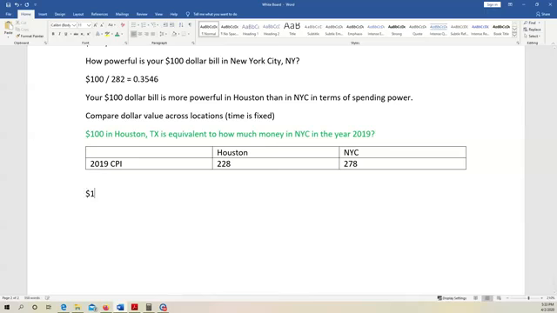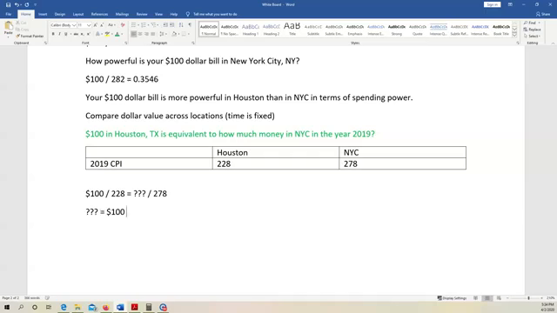So how to do that? 100 US dollars in Houston divided by the CPI in Houston, 228, right? Equals how much money? I don't know. I put 3 question marks as a placeholder, divided by the CPI in New York City, 278, right? So next, we have to figure out those 3 question marks. This is the typical one equation, one unknown problem.